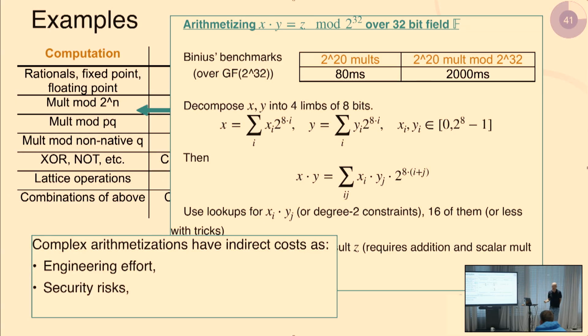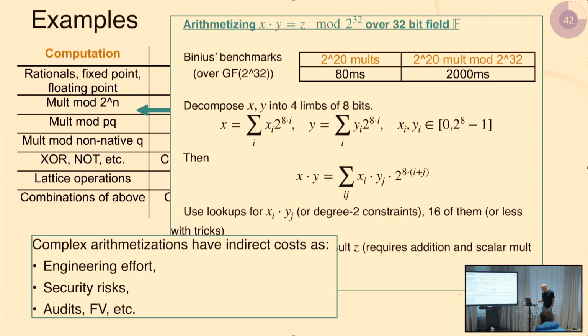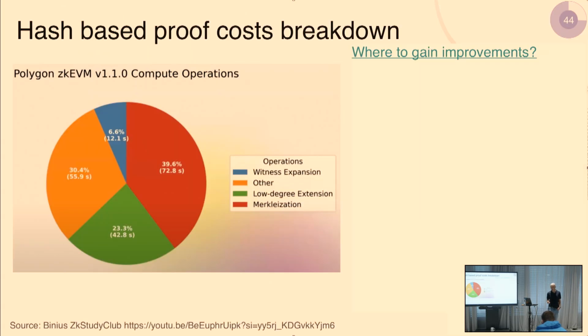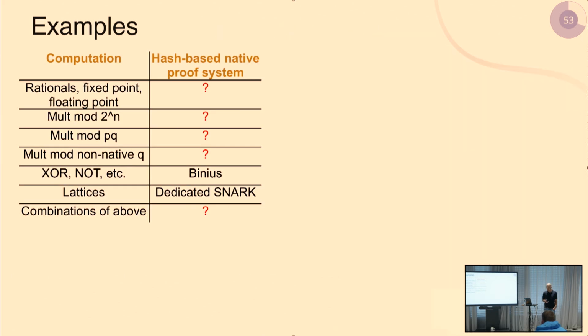You have to make sure that you do them correctly, because if you don't do them correctly, what you are proving is bogus. Then this translates to audits and formal verification costs and so on, besides proving and proof size cost and so on. Okay, I'll skip this slide, otherwise I'll spend all the talk motivating the problem.